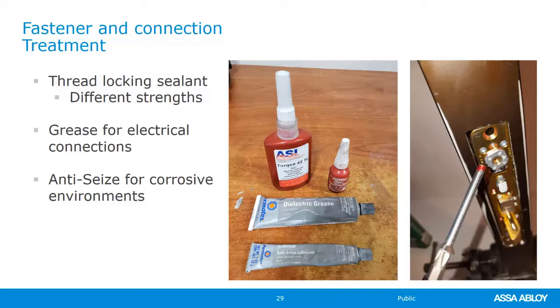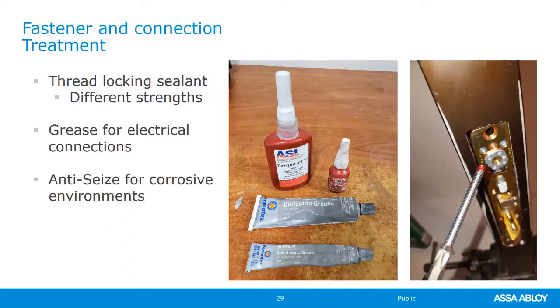So if you have an electrified mortise lock or exit device or something electrified and you're in a very wet, corrosive environment, I definitely would use dielectric grease around the connectors, and that would just prevent that moisture and the salt, air, or whatever from getting to that connector.